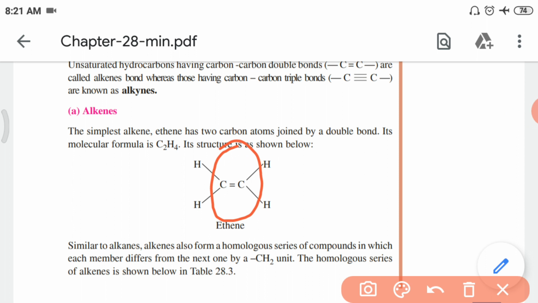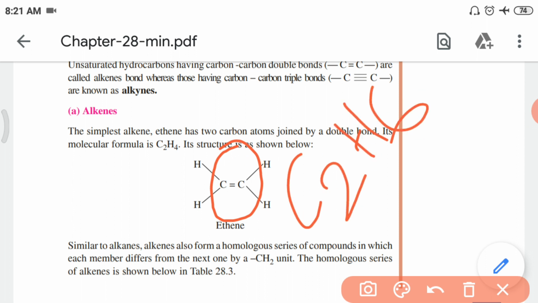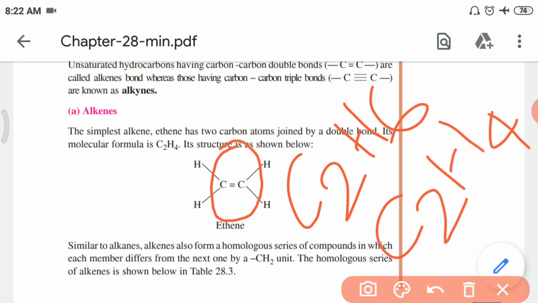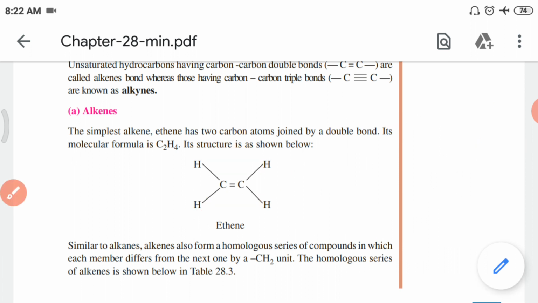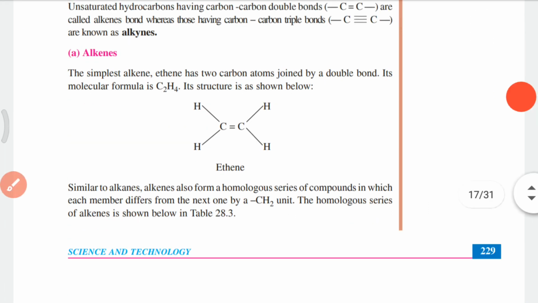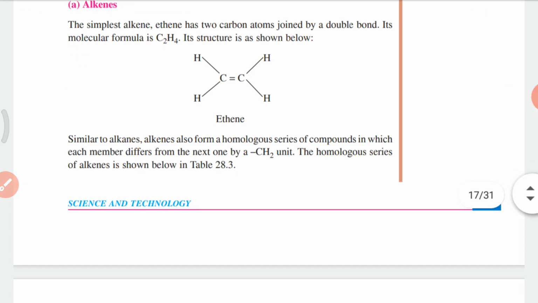For ethane, the chemical formula is C2H6, but for ethene, the chemical formula is C2H4. Two hydrogen atoms are removed by adding a double bond to carbon. This carbon has a valency of 4. Two valencies are shared with this carbon atom and one with each of these hydrogen atoms. So it fulfills its tetravalency by making double bonds.